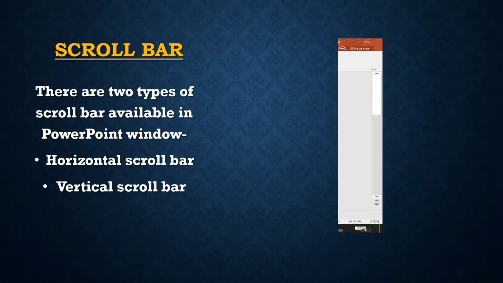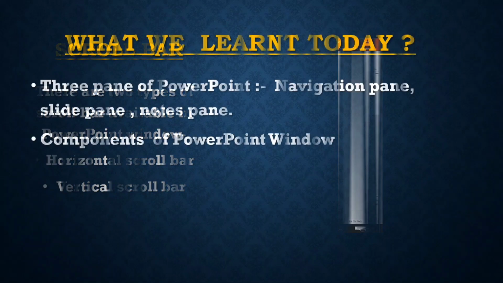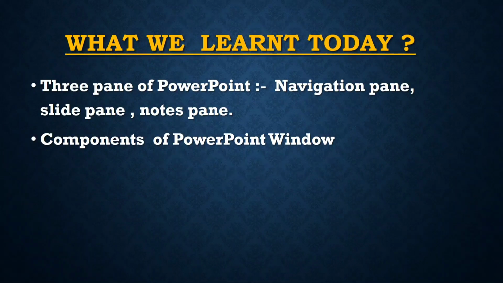Now the scroll bar. There are 2 types of scroll bar: horizontal scroll bar and vertical scroll bar. Horizontal means the left and right side, and vertical means up and down.